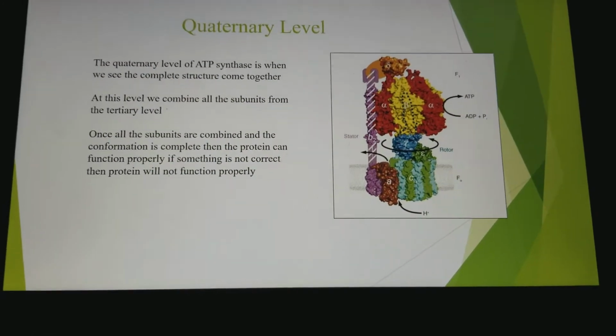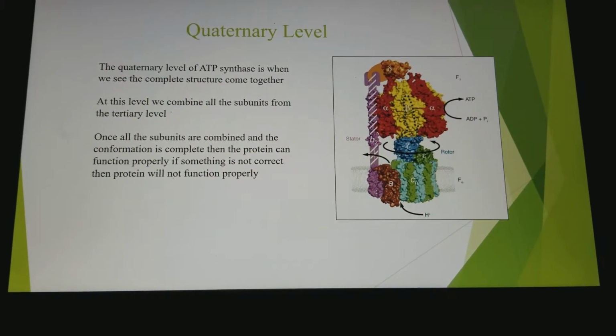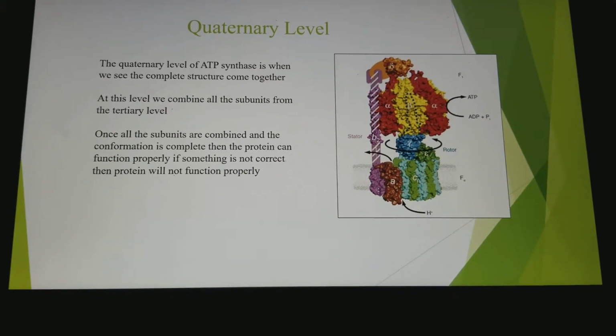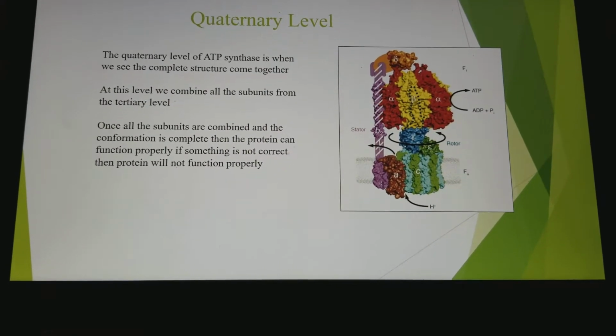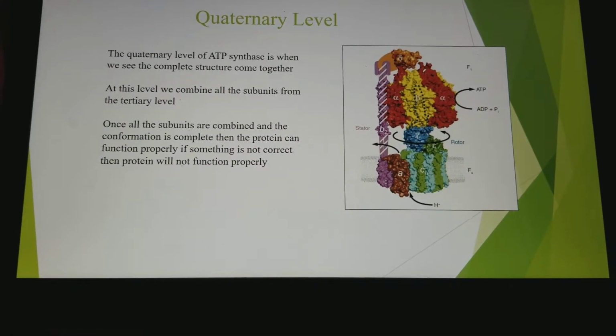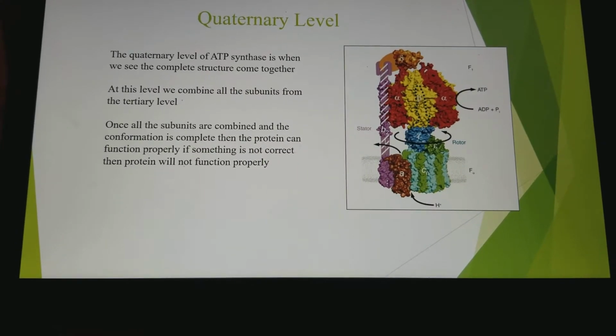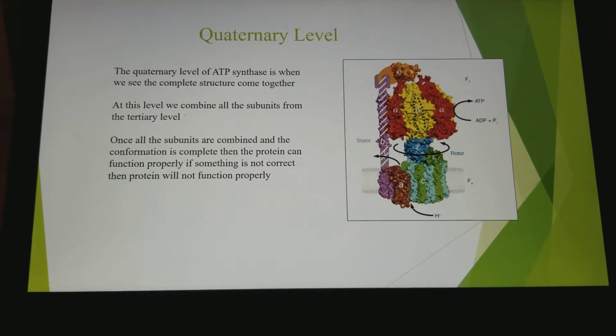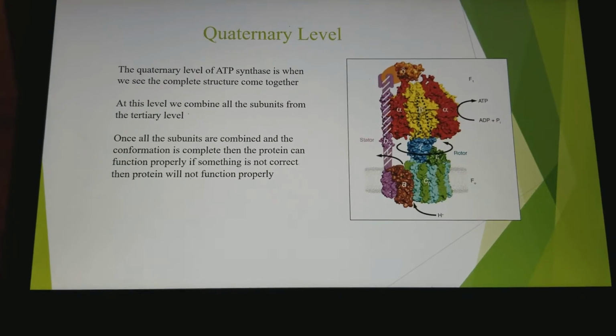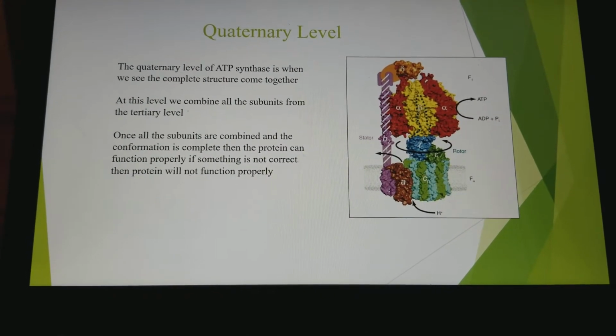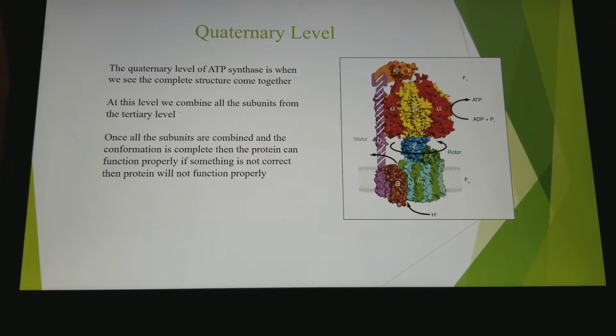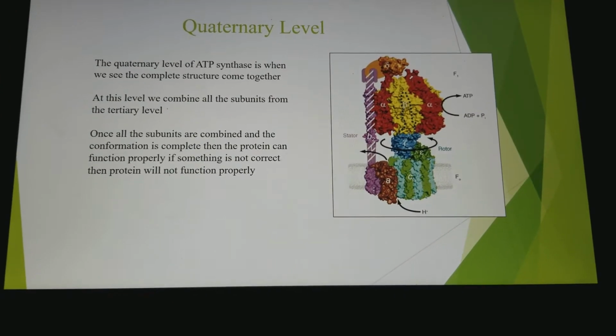The quaternary level of ATP synthase is when we see the complete structure come together. At this level, we combine all the subunits from the tertiary level. Once all the subunits are combined and the conformation is complete, then the protein can function properly. If something is not correct, then the protein will not function properly.